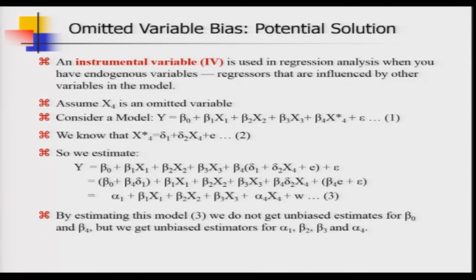So, here as a potential solution, econometricians have come up with a novel idea called instrumental variable, and an instrumental variable is used in regression when you have endogenous variables. Now, what do we mean by endogenous variables? Remember when we made the assumptions, we said all our x variables are given. So, they are exogenous in nature.